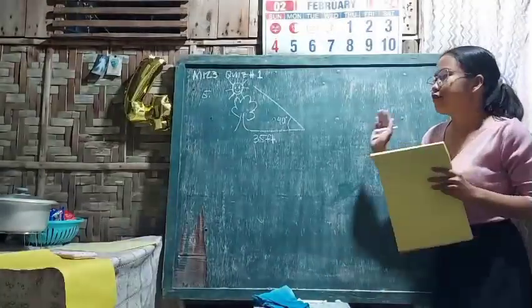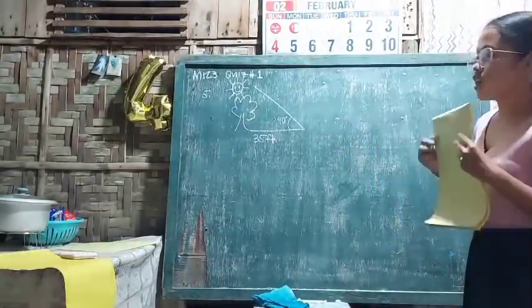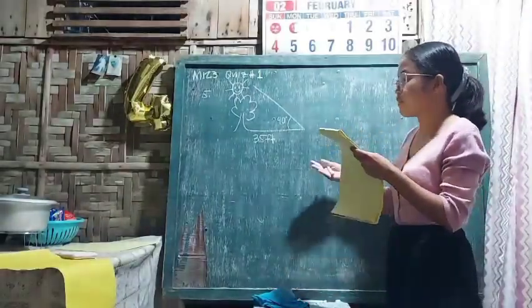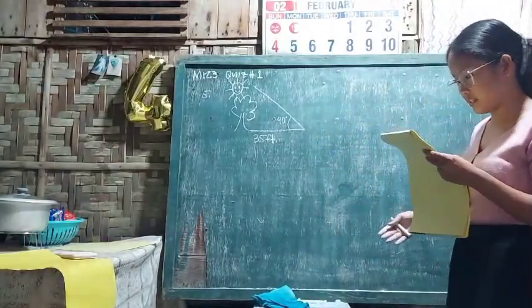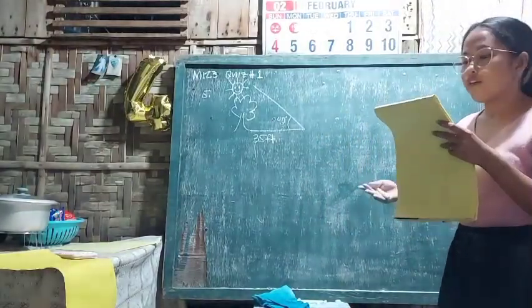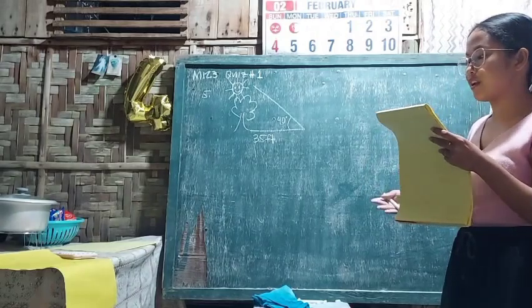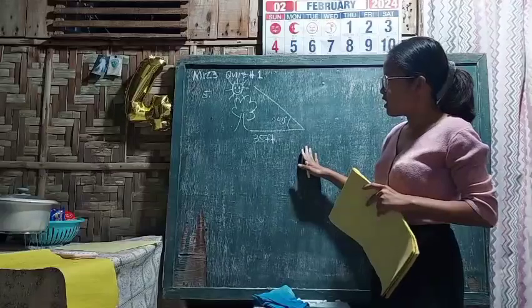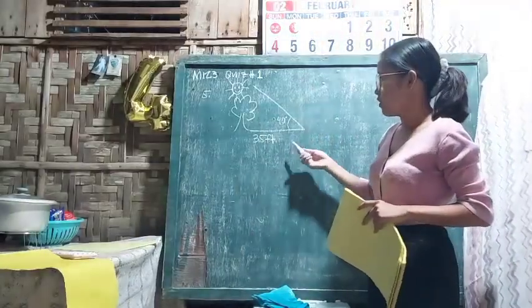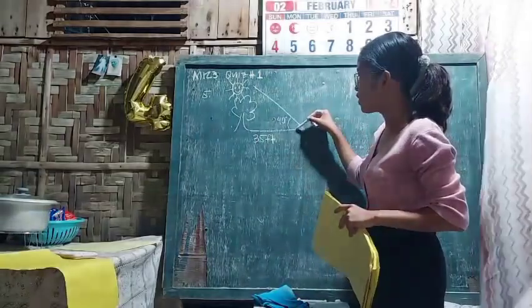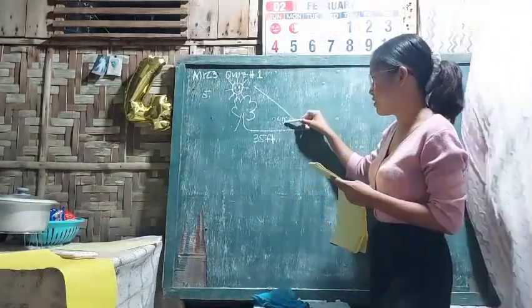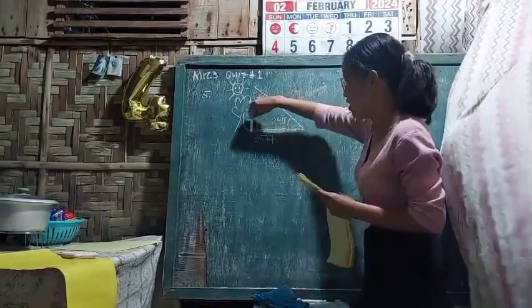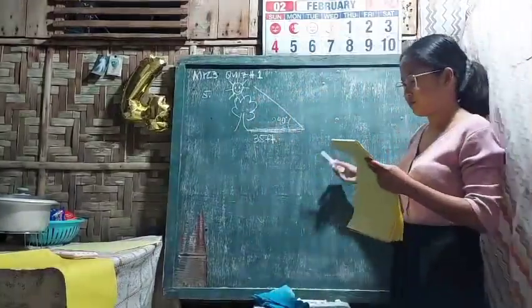Now, for our fifth item, this is a word problem, and the problem goes: at a certain time of the day, the angle of elevation of the sun is 40 degrees. To the nearest foot, find the height of a tree whose shadow is 35 feet long. So this is our figure here. The angle of elevation of the sun is 40 degrees, and we have a shadow here which is 35 feet long.